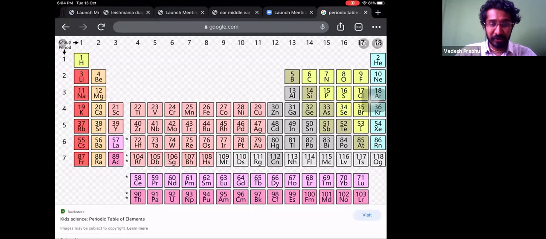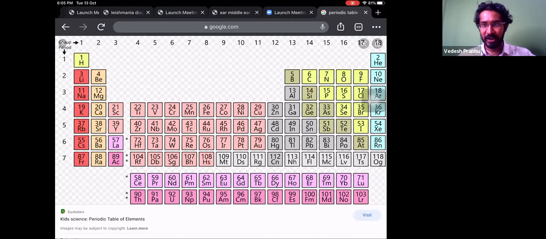How many of you have seen this periodic table, or know about it? You can click on the yes icon. You may have seen it somewhere in the textbook, or in charts in your school. So this is your periodic table, comprising 118 elements.